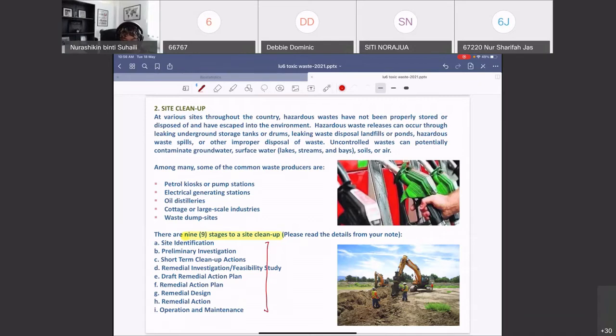And then what is the short-term cleanup action? So you can see actually it's not a very straightforward process. It involves several stages before finally the place can be cleaned up from the toxic or hazardous materials. Short-term cleanup actions, and then remedial investigation or feasibility study. This one is actually a small-scale study conducted in order to see whether the approach chosen is suitable or not.